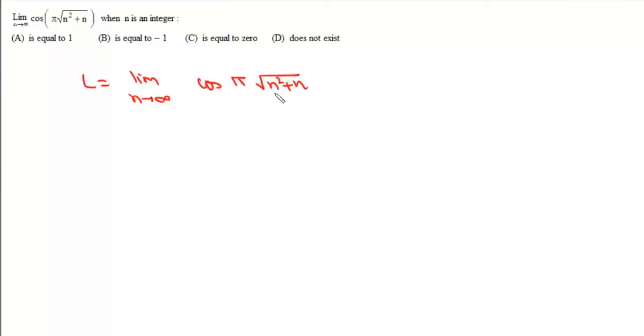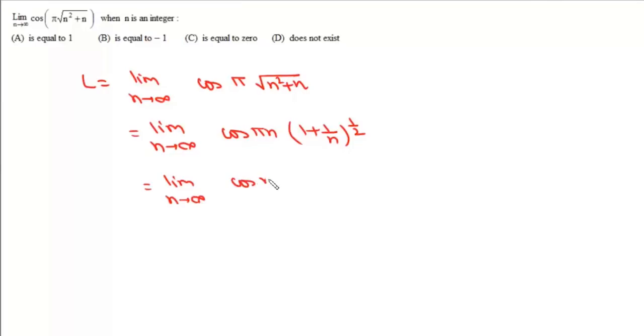Now we'll take this n square out. We can write this as limit n tends to infinity of cos(pi n times (1 + 1/n)^(1/2)). Now we'll use binomial expansion. We can write limit n tends to infinity of cos n pi, and here will be 1 plus 1 by 2n, and then it will be 1/2 and 1/2 minus 1, so it will be minus 1 by 8n square plus higher powers of n.